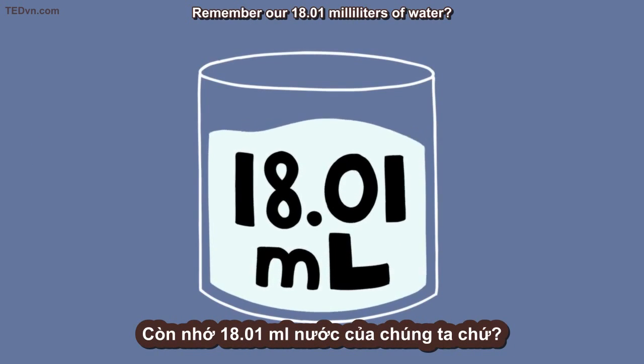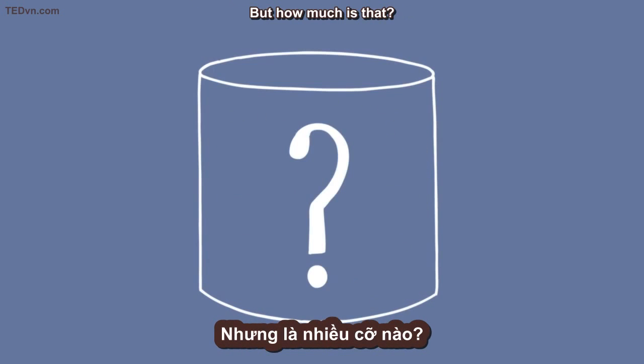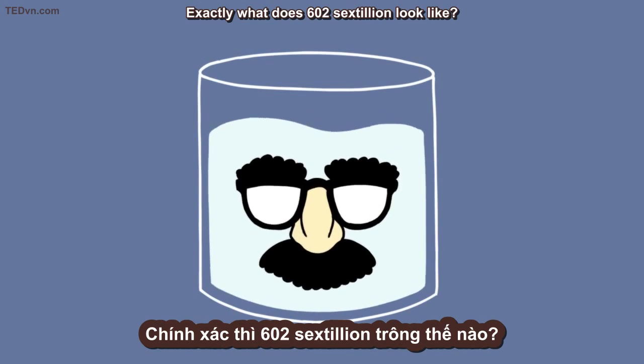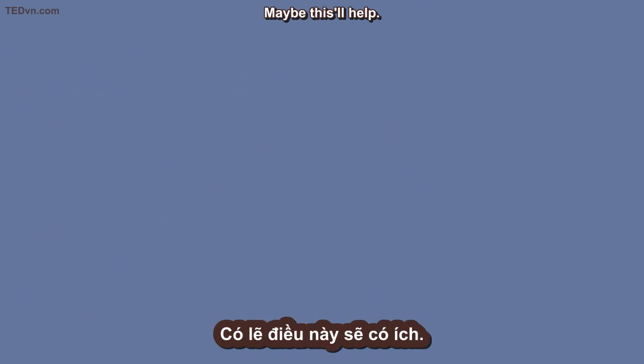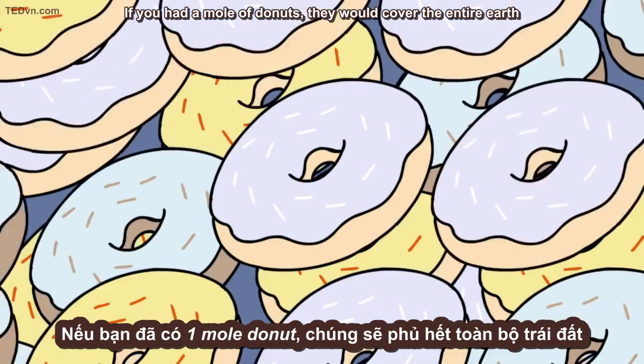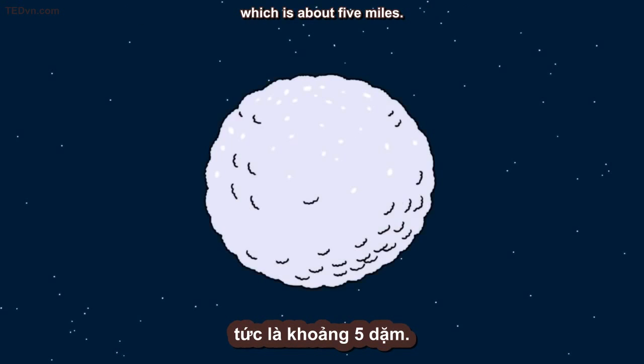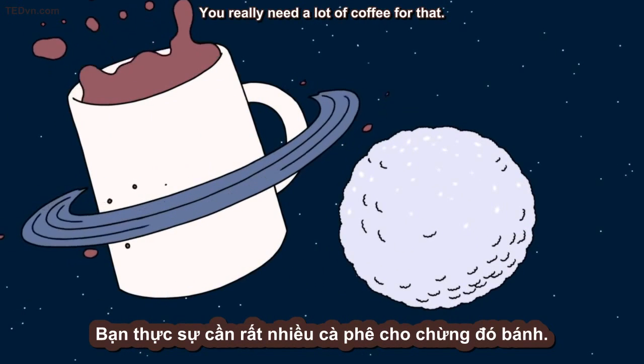Remember our 18.01 milliliters of water? Well, that's a mole of water. But how much is that? Exactly what does 602 sextillion look like? Maybe this will help. Exchange the water particles for donuts. If you had a mole of donuts, they would cover the entire Earth to a depth of 8 kilometers, which is about 5 miles. You'd really need a lot of coffee for that.